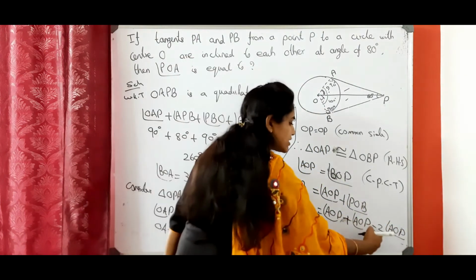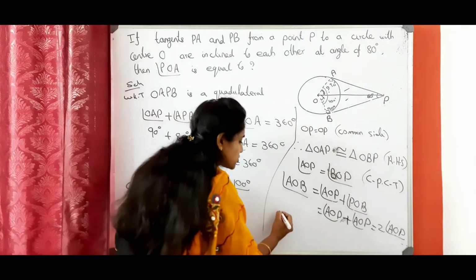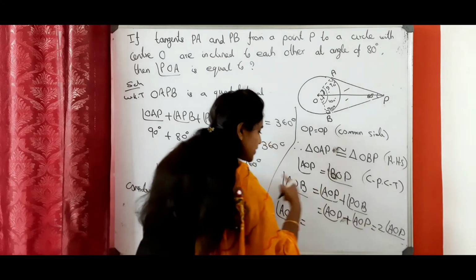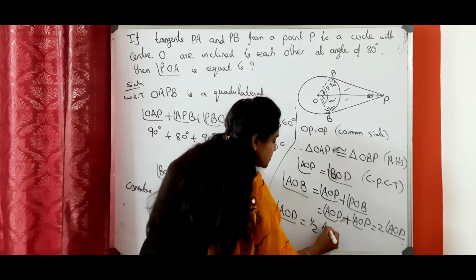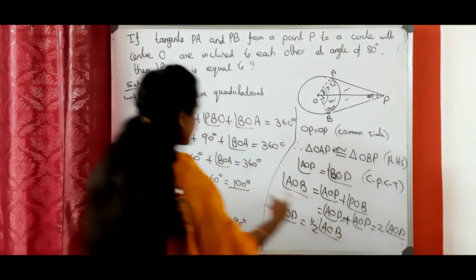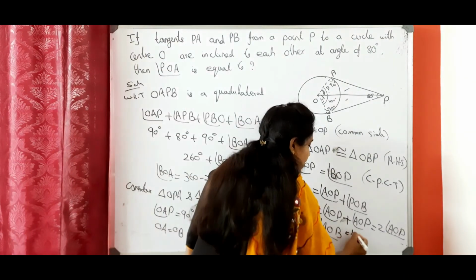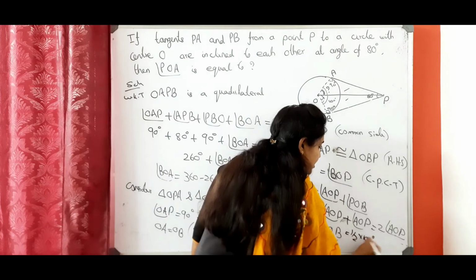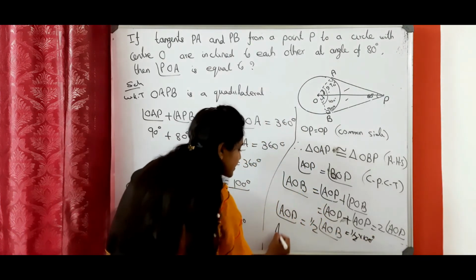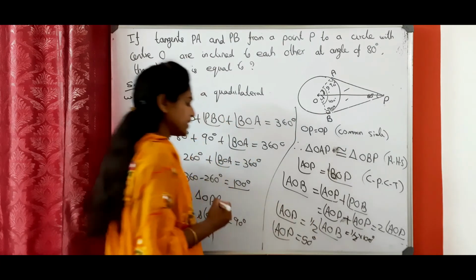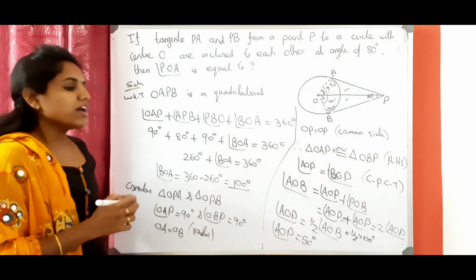So I am taking this 2 here. Now it is 1 by 2. So we need angle AOP, and it is 1 by 2 into AOB. We know that angle AOB equal to 100 degree. So 1 by 2 into 100 degree. If you cancel, we will get 50 degree. Angle AOP equal to 50 degree.